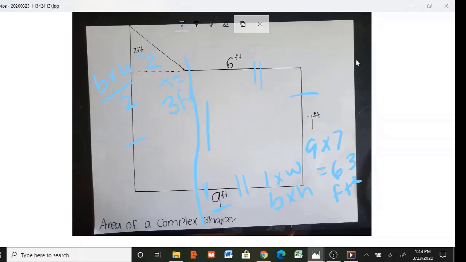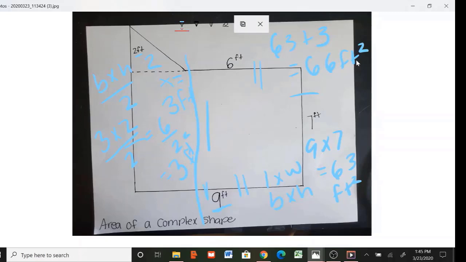We have base 3 times our height of 2. And we're going to divide all that by 2. So we have 3 times 2 is 6, sorry. And we're going to divide that by 2. And we're going to have 3. And then we need our units, 3 feet squared. Just like with the last complex shape, we're going to add both areas together. So we have our area of 63 plus our area of 3. And we would get 66 feet squared.